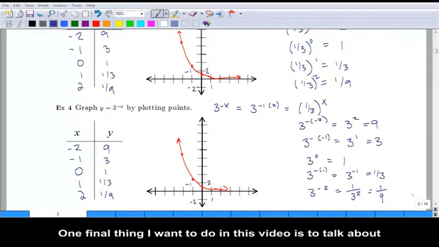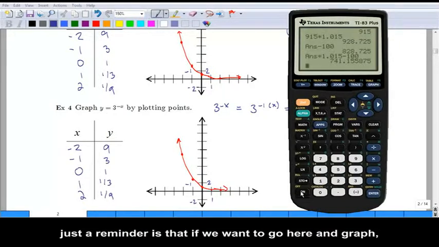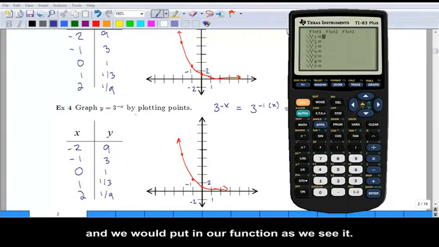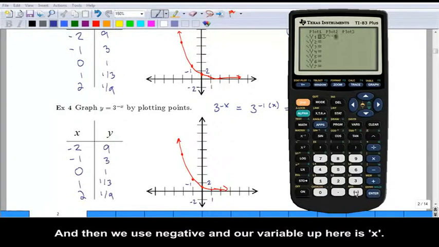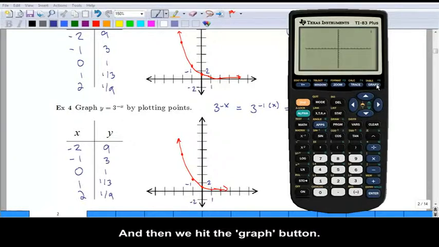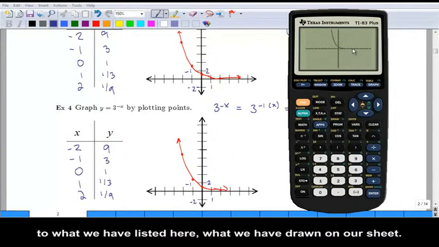One final thing I want to do in this video is to talk about how we can also graph these in the calculator and find these values. So if we have our calculator, again, just a reminder, if we want to graph, we always go up here to y equals, and we put in our function as we see it. So for instance, this last one would look like 3, we use the caret button here on our calculator if we've got a graphing calculator, and then we use negative, and our variable up here is x. And then we hit the graph button. And you should see here how we end up with a graph that looks very similar to what we have drawn on our sheet.